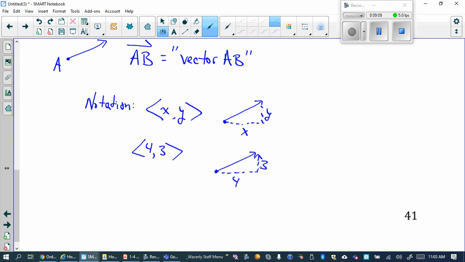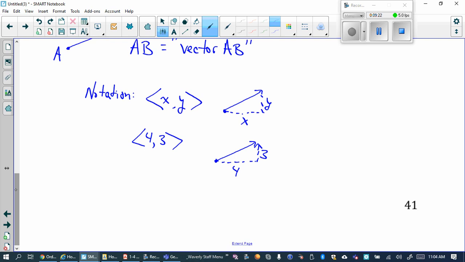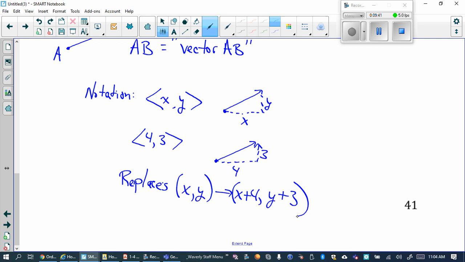Does that look a little familiar, like one of our transformations that went over 4 and up 3? What transformation? The translations, right? Left, right, up and down. So this actually can replace the mapping notation that we used before. So if I see this vector, it replaces, in certain context, this rule. This here replaces this rule: x, y maps to x plus 4, comma, y plus 3. So you can see that this will do the same thing to your figure as this will.